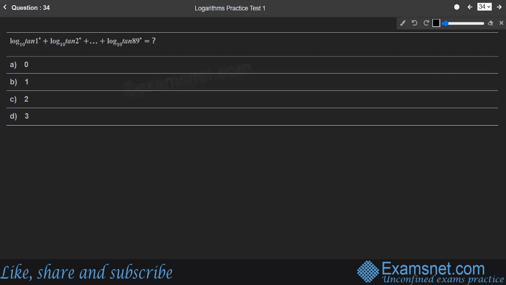Now, log base 10 of tan 1 degree plus log base 10 of tan 2 degree plus so on, log base 10 of tan 89 degrees is equal to what? Obviously we'll have to solve this in some mathematical form, because all the options are numerical. Clearly there has to be a numerical answer, so we'll have to use some trigonometry tricks. Let us try to find out how we can write log tan 89, or rather how we can write tan 89.